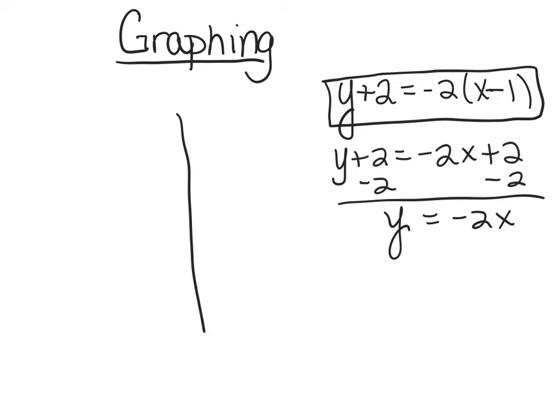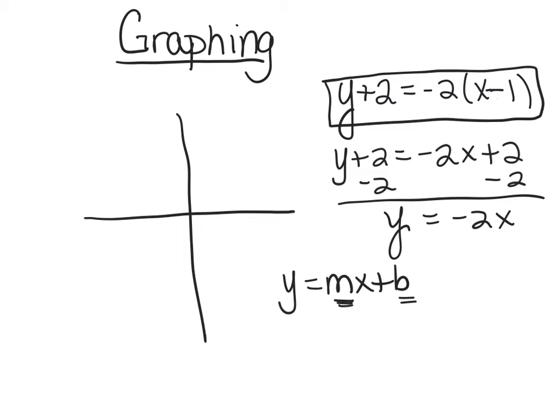So let's get ready to graph this. So y equals mx plus b, where m is the slope and b is the y-intercept. B is where we begin. So since it's 0, we're going to begin at 0. The slope tells us how much to go up and how much to go over. Because it's negative, we're going to go down 2 and over 1. So all we need is 2 points to graph a line. And so here we go.